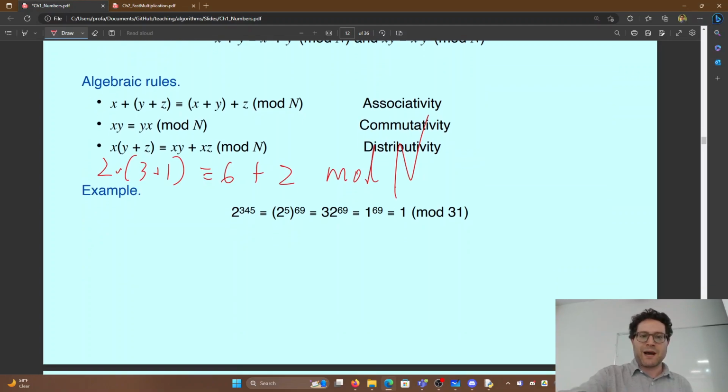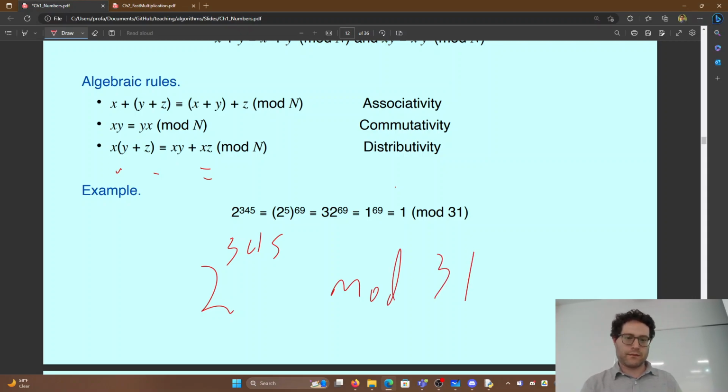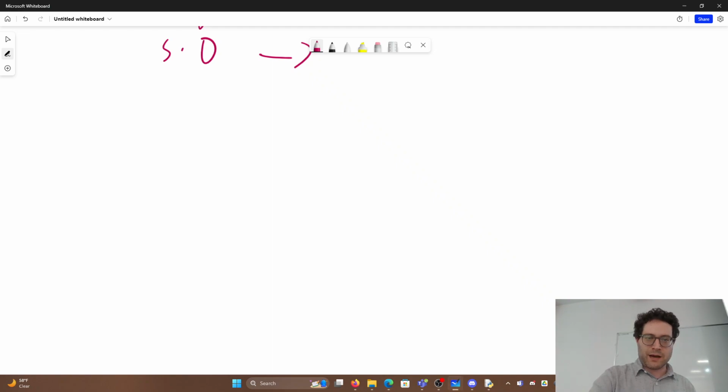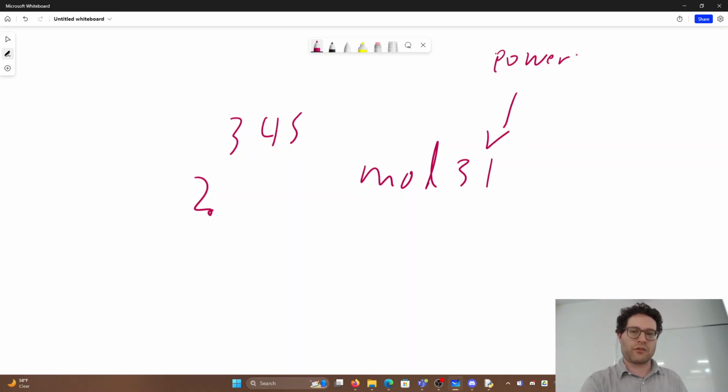So the way they show this is by doing this complicated modular arithmetic of calculating 2 to the 345th power mod 31. And again, they do this by going over to here, 2 to the 345. The way they do this is that they note that this is a power of 2 minus 1. It's almost a power of 2, right? That can make our math a bit easier.